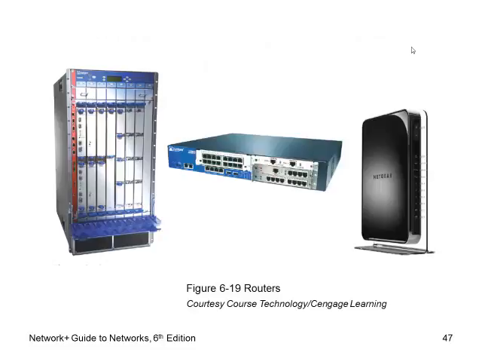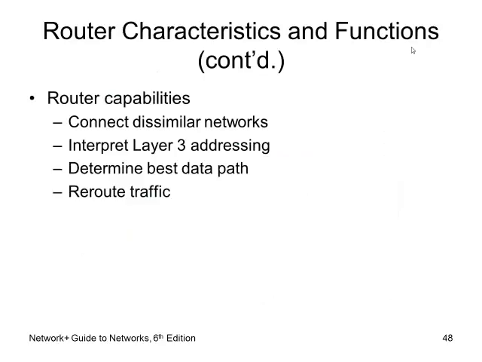Okay. There you go. Here's some big routers. They actually have one similar to that down the hall. There's a home router. All kinds of different ones. All right. Router capabilities: connect dissimilar networks. That's what they do, connect 2 totally different networks together. They reroute traffic or route traffic.